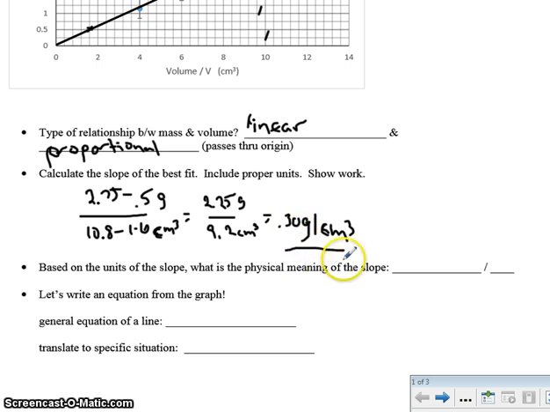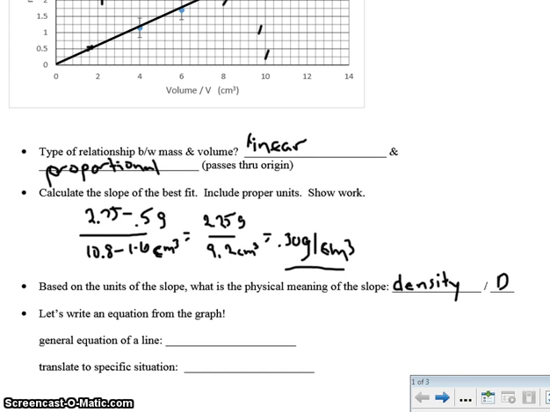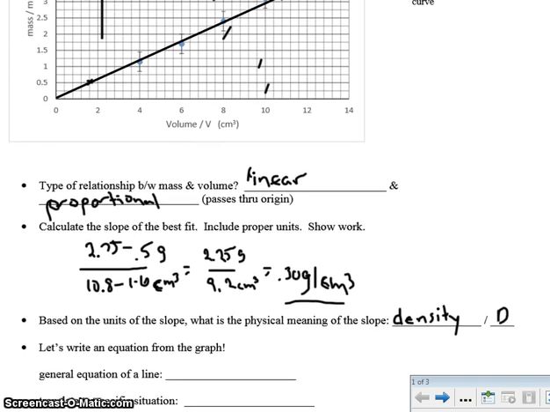Now you should recognize that as a quantity called density, and we'll give that the symbol, like you did in chemistry, capital D. Alright, now since we have a line, we can make an equation. And you have made equations in math. It's no different here.